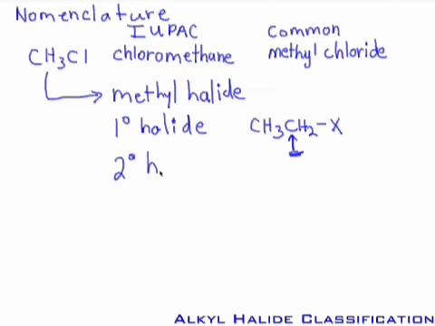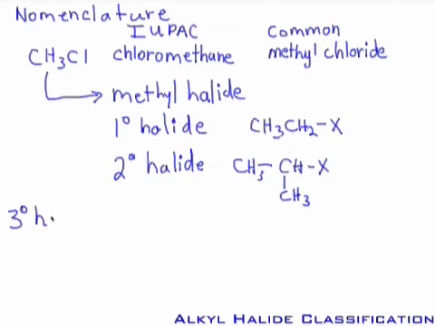A secondary halide would have two carbons attached to the carbon that bears the halide. Tertiary halides would have a carbon that bears 3. And often we also use the term allylic or benzylic halide to describe the kind of halide. In this case, the carbon with the X group has 3 carbons attached to it, so it's tertiary.